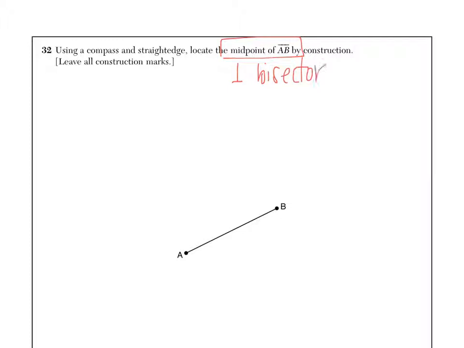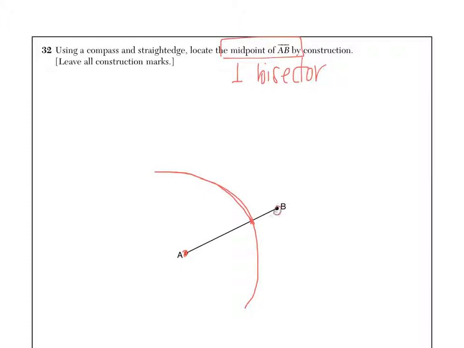bisector. So this is where we start with our center on A and open up your radius to about 3/4 of the way. As long as you're more than halfway, then you're going to be okay. So what we're going to do is open up our radius to here and swing an arc above and below. Now, of course, yours is supposed to look much nicer because you have a compass. I'm just doing this freehand. Don't do it freehand. You will not get full credit. Actually, you won't get any credit.